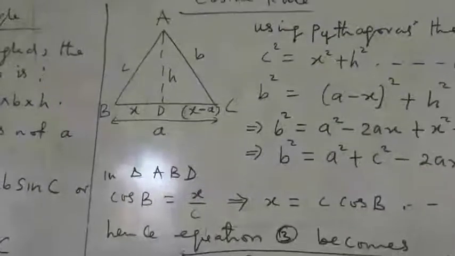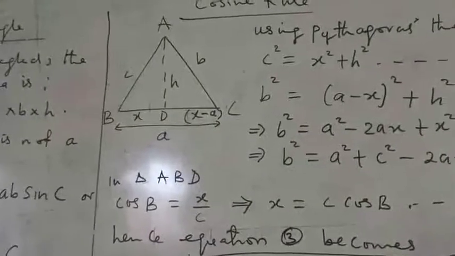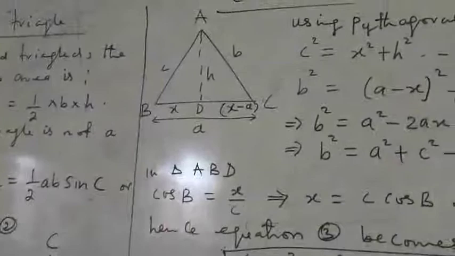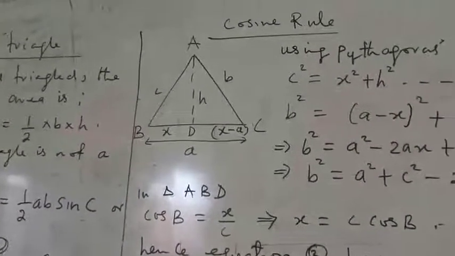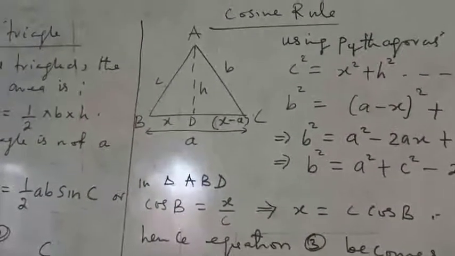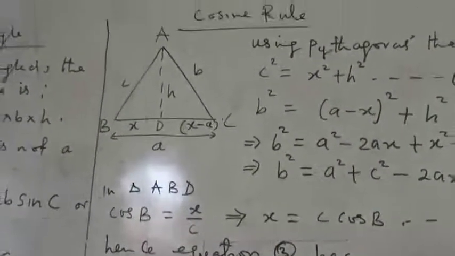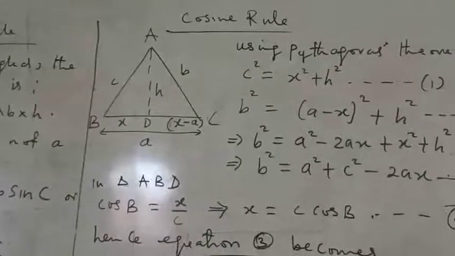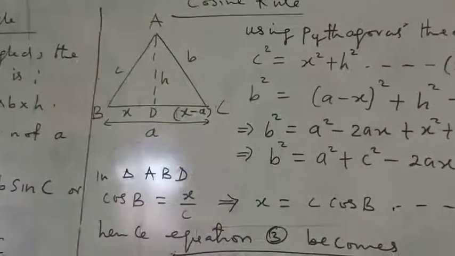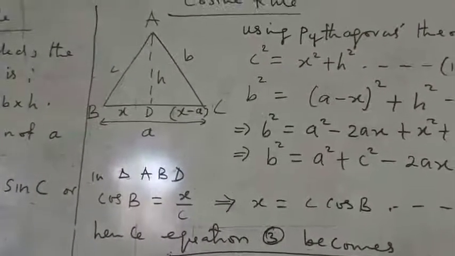Let's go over it again. Now, in the diagram, using Pythagoras theorem, small letter b square is a minus x square plus h square. Similarly, c square is x square plus h square. That's equation 1 and equation 2 there above.